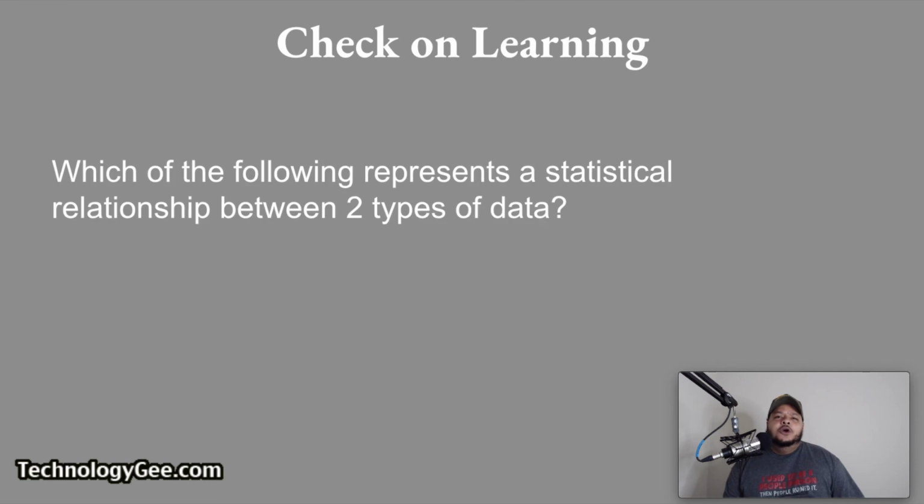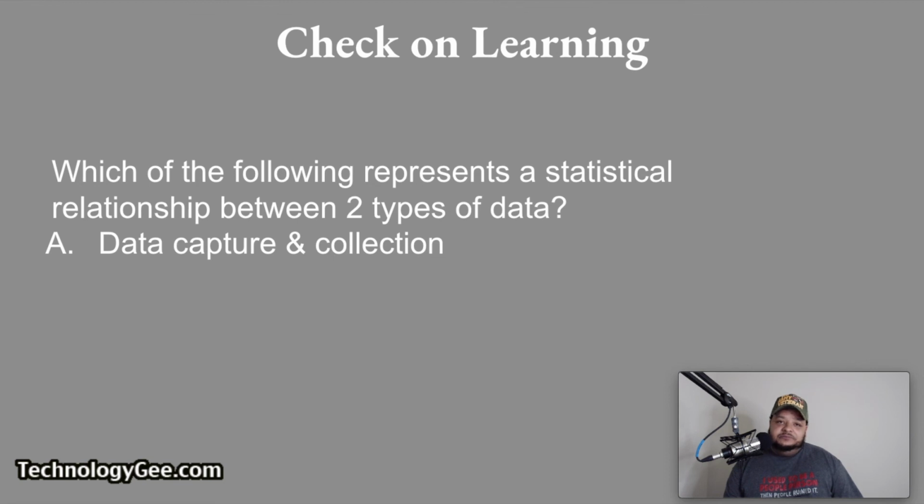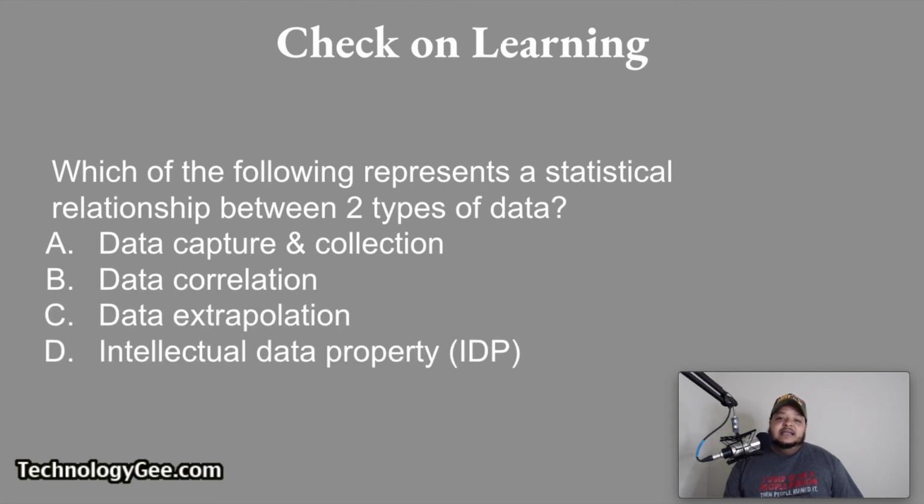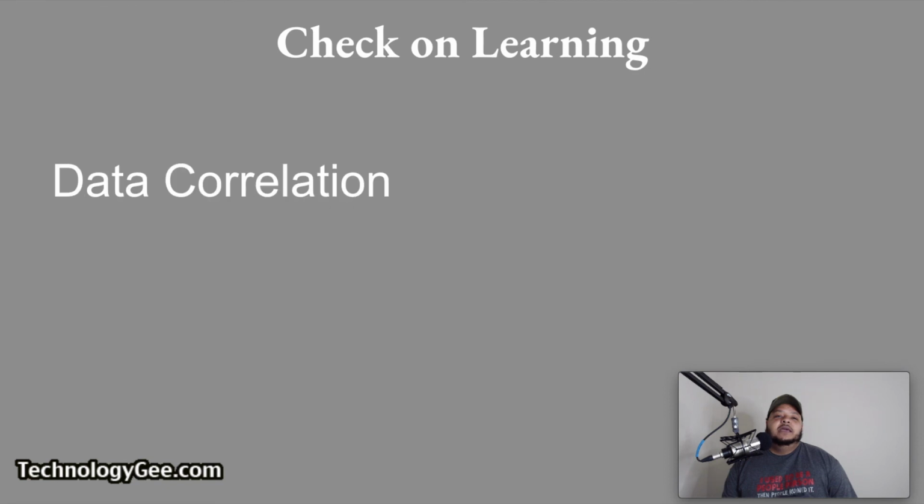Question number 2, which of the following represents a statistical relationship between two types of data? Would it be data capture and data collection? Data correlation? Data extrapolation? Or intellectual data property, also known as IDP? The correct answer would be data correlation. You are comparing one set of data up against another set of data to figure out what the relationship is.